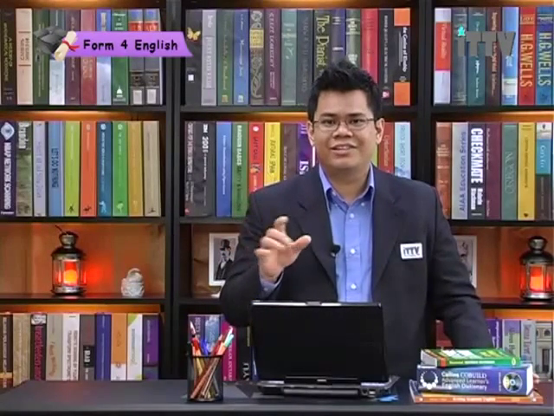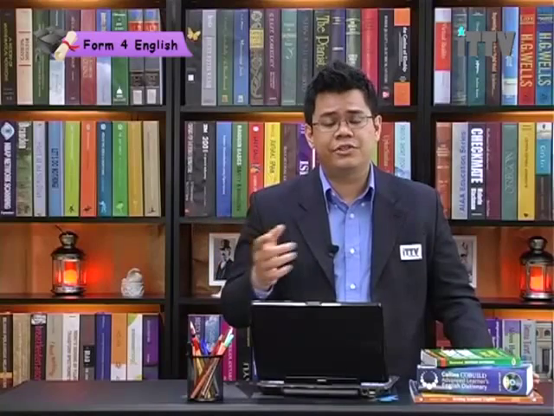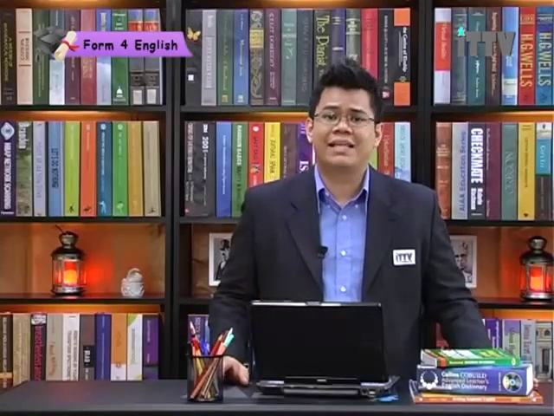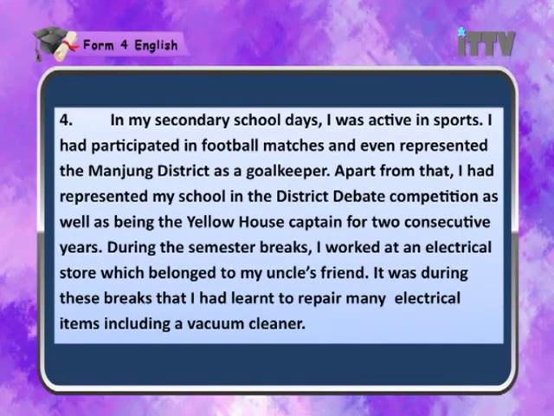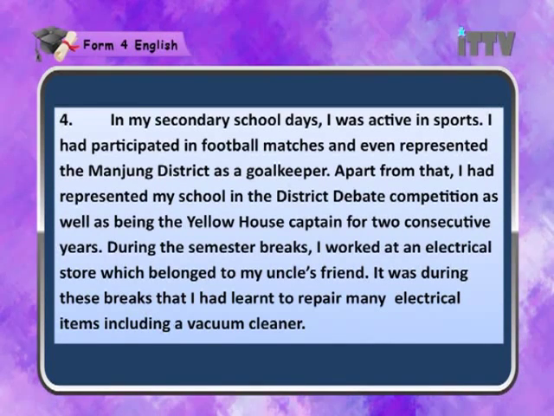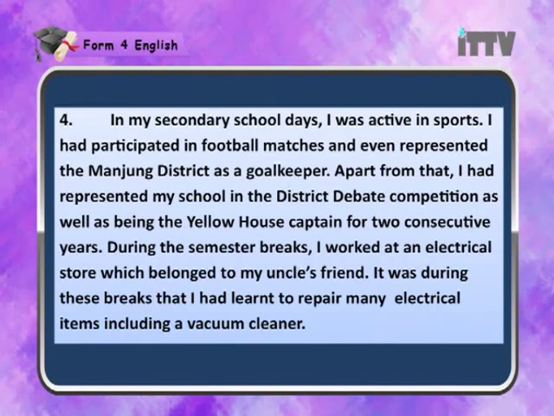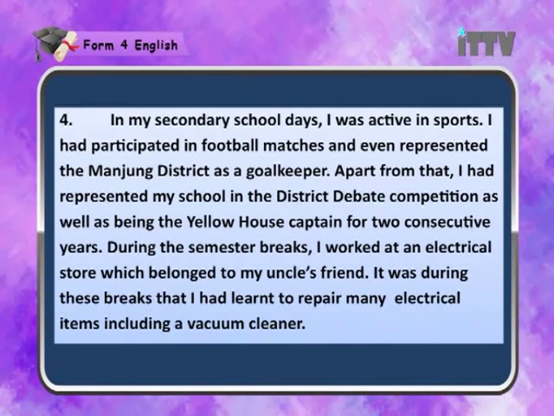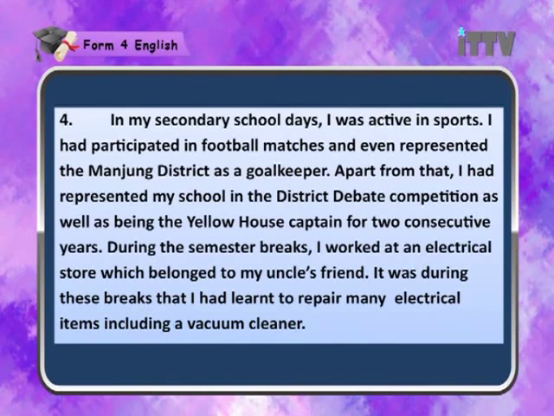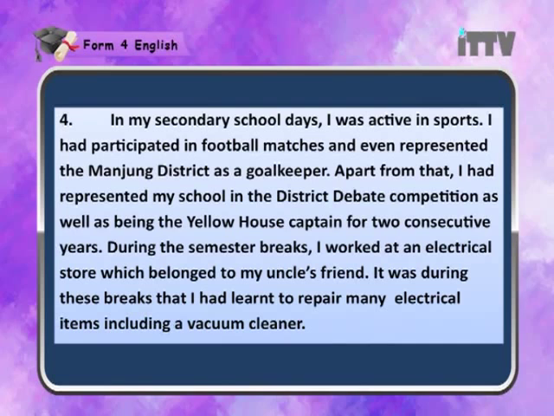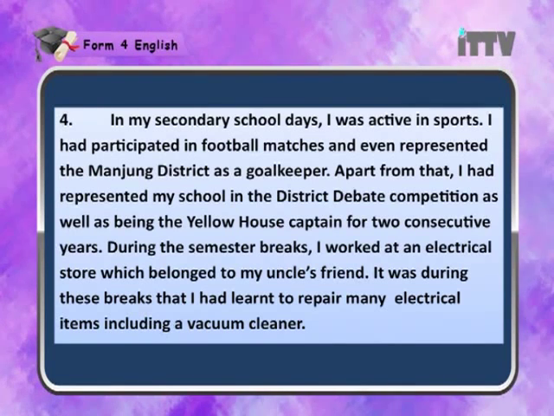And as you look at his SPM examination results, you know that even in secondary school, he was a very good student. So let's continue to learn more about this applicant. Paragraph 4, we are now going to learn a little bit about this applicant. In my secondary school days, I was active in sports. I had participated in football matches and even represented the Manjung district as a goalkeeper.